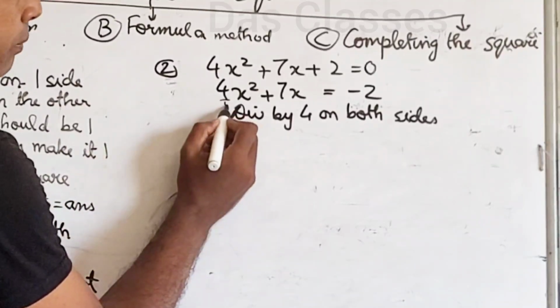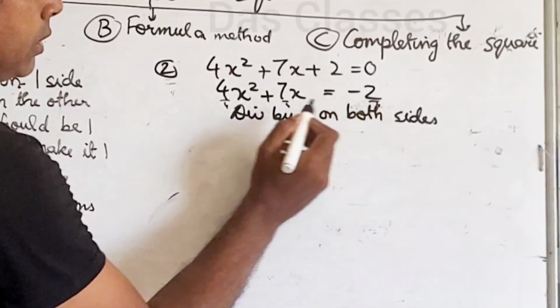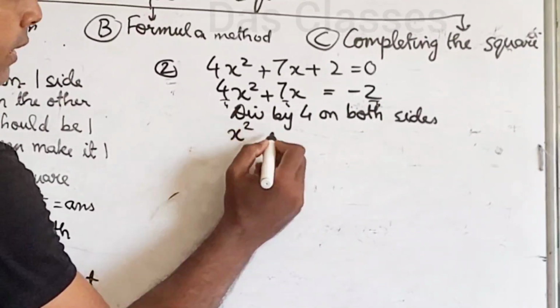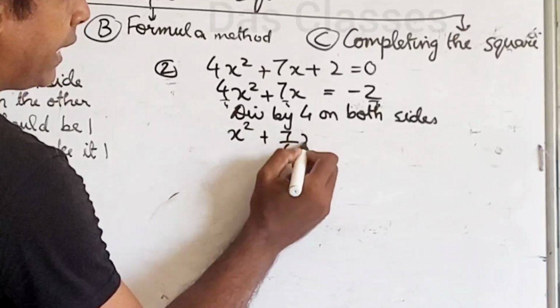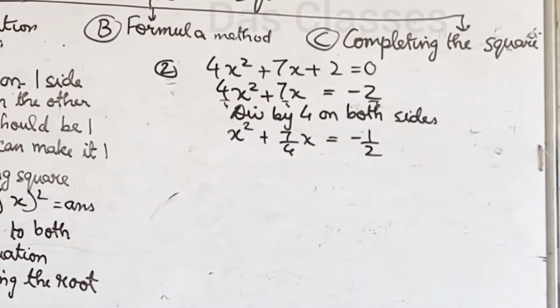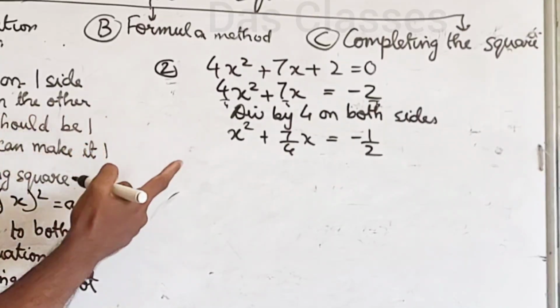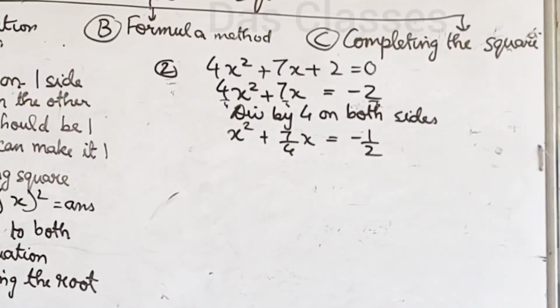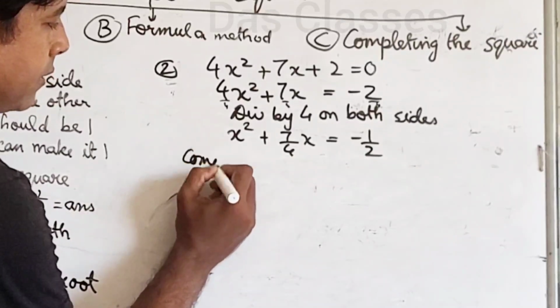So when we divide it by 4 to all of them, what I'm going to get is x square plus 7 upon 4x is equal to minus 1 upon 2. Now we've done the second step also. This time coefficient of x square was not 1, so we made it 1. Now we have to complete the square.